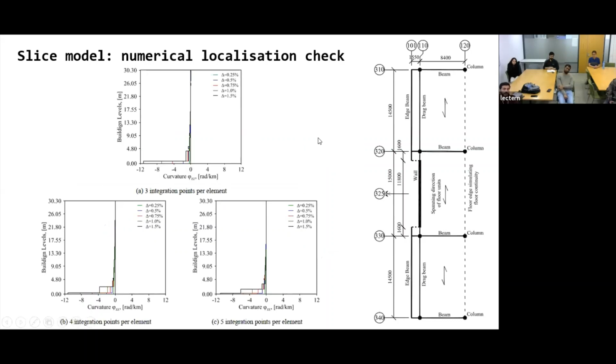Obviously, since I'm using fiber-based elements, I need to check localization. So I checked this wall for localization issues with 3, 4 and 5 integration points. In the middle part, because the weight of the integration point changes, the result tends to change. That's not localization, it's just a different weight of the integration point. But the one closest to the end, in the 3 cases, predicted pretty much the same. So this wall was free from localization issues.